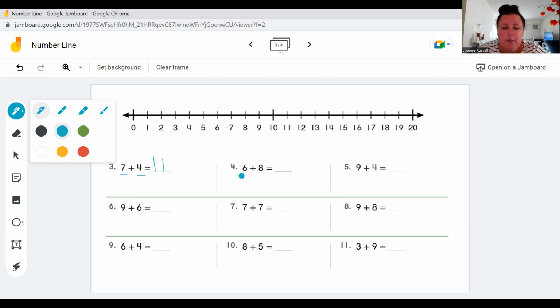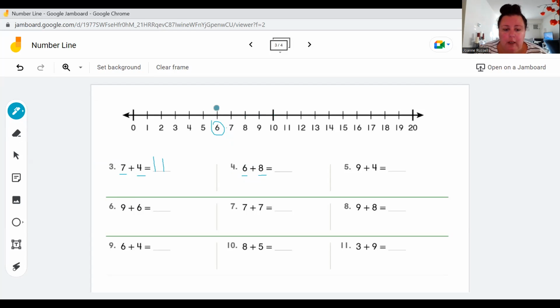All right, the next problem is, let's take a look. Who can tell me what our next problem is? Yes, our next problem is 6 plus 8. Where do we start on the number line? Yes, we start at the 6. So let's find our 6. And how many hops forward are we going? Yes, we're going 8 hops forward.